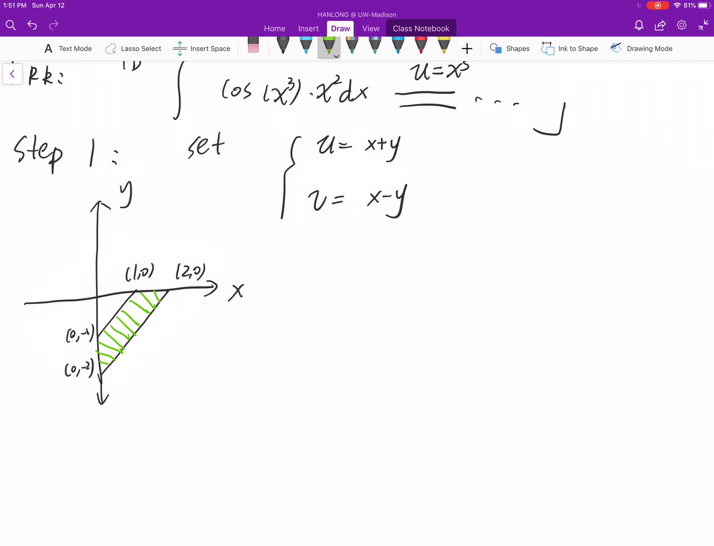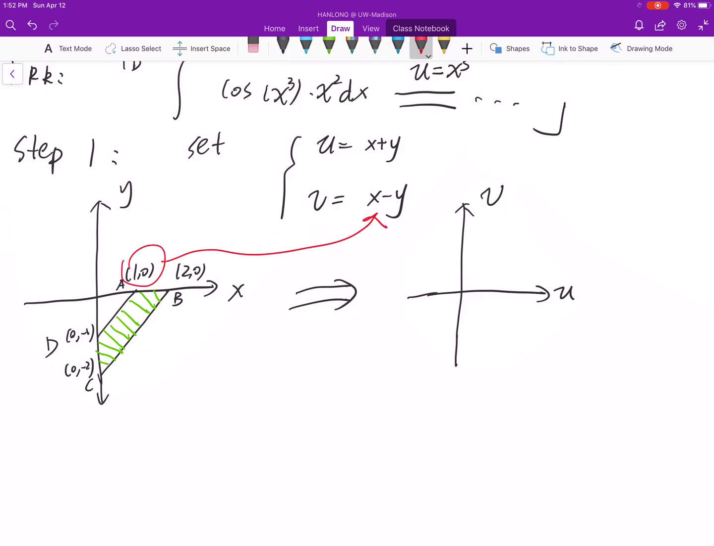Okay, then let's denote these points as A, B, C, D. And then we need to figure out what is the corresponding picture in U and V. If you don't know whether it's an image or inverse image, you just say it's the corresponding picture. You know what it means. Okay, then since (x, y) is (1, 0), what is the corresponding (u, v)? Because the data you have is on this side, you just plug in.